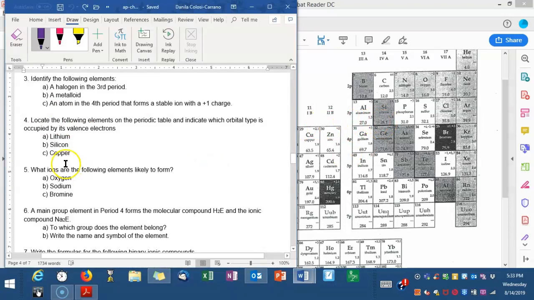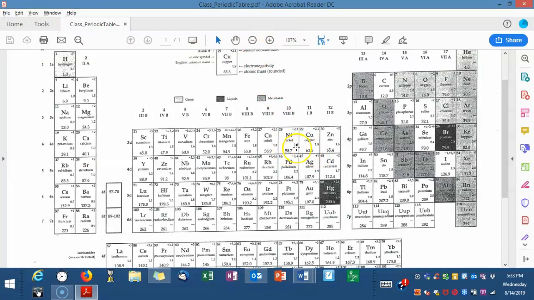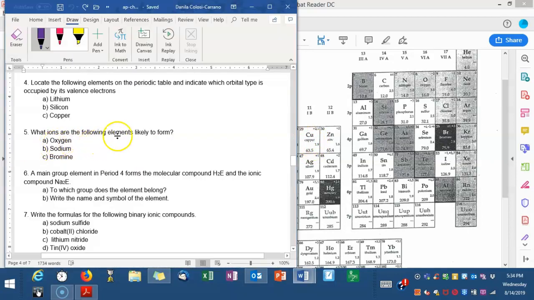And then copper. Copper is in the transition metals, right? So this is copper. So the valence is distributed between 4s2 and 3d9. What ions are the following elements likely to form? Oxygen, O 2-, sodium +1, bromine -1.